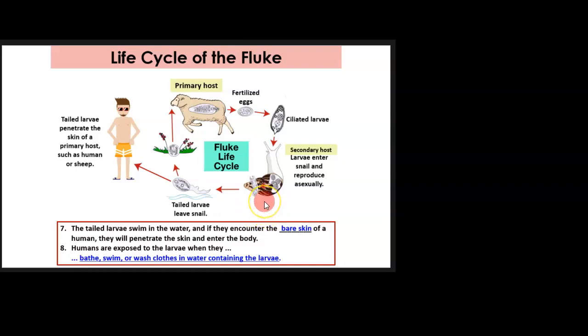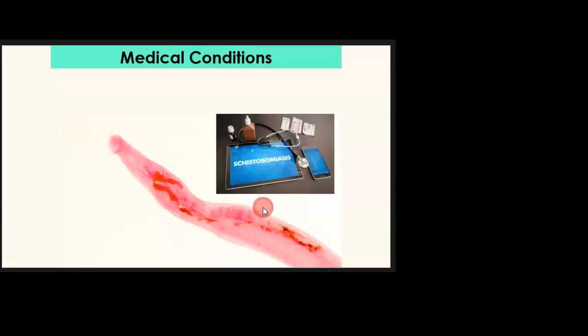Now, there are some medical conditions that can happen because of an infection with a parasitic fluke. One of the most common ones is caused by the schistosoma fluke. I almost said a bad word there. And they cause schistosomiasis. I cannot speak, I apologize. Schistosomiasis. You try to say that five times really fast.